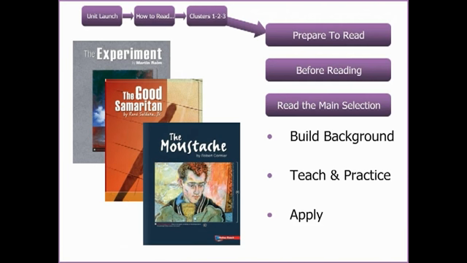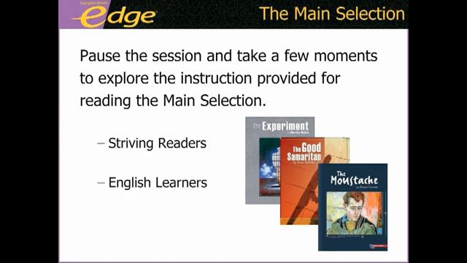Now it's time to build background, teach and practice the reading strategies, and have students apply what they've learned as they read the main selection. Pause the session and take a few moments to explore the instruction provided for reading the main selection. As you explore, keep your students in mind and look for specific supports for striving readers and English learners. When you have finished exploring, click play to resume the session.